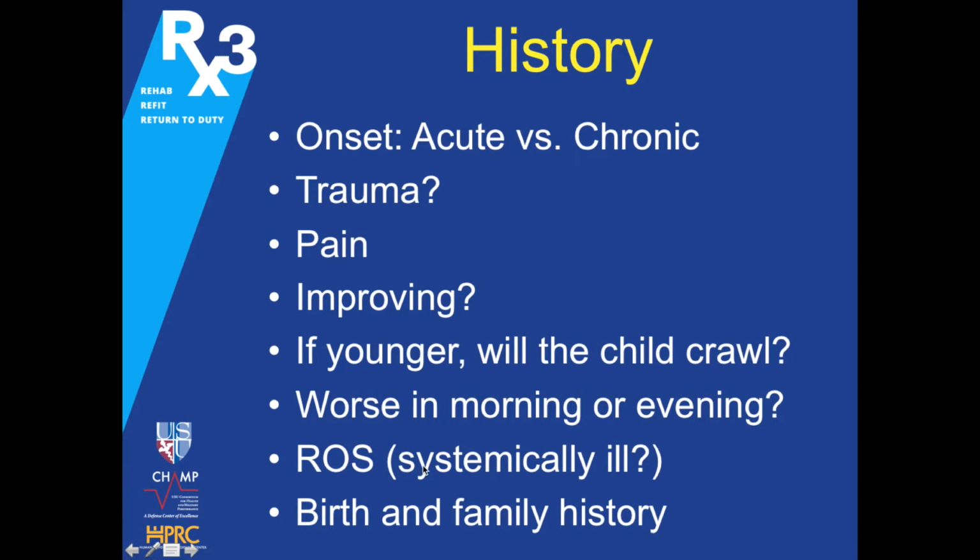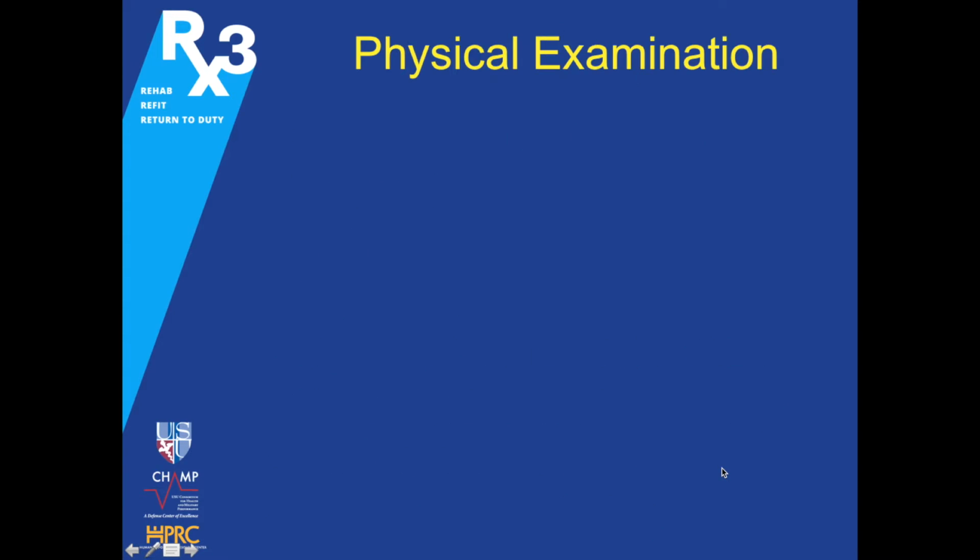And what is the review of systems? So again, looking for are they systemically ill? And looking for neurologic problems, what is their birth history and what is their family history? So these are the important historical elements when you're dealing with a child with a limp.